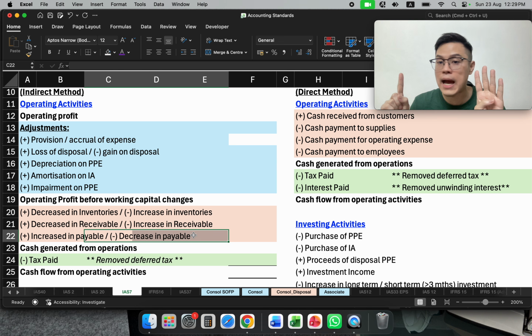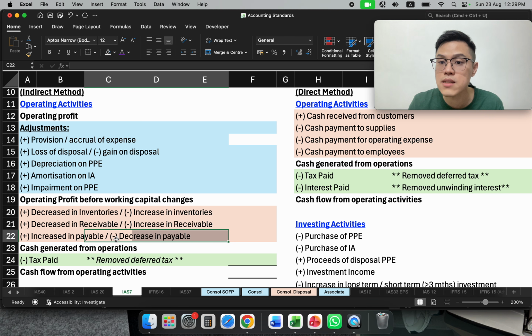Meaning to say, I don't owe them so much already. Why don't I owe them so much? Because I have paid them money. Cash outflow. Therefore, if it is a decrease, it is a negative outflow. Likewise, if let's say last year I owed 4,000 and this year I owe them 6,000, that is an increase already.